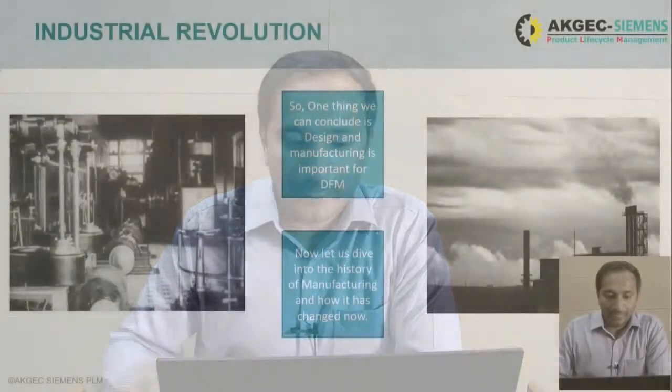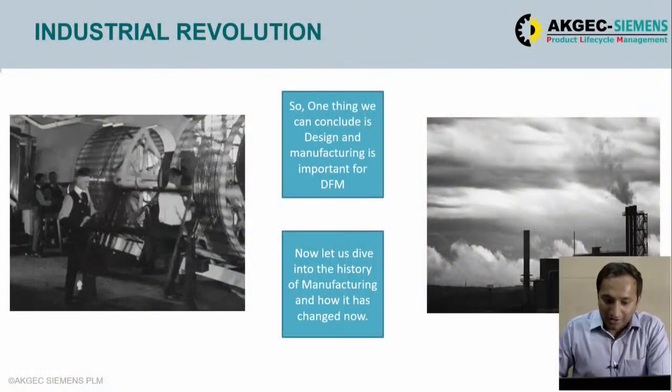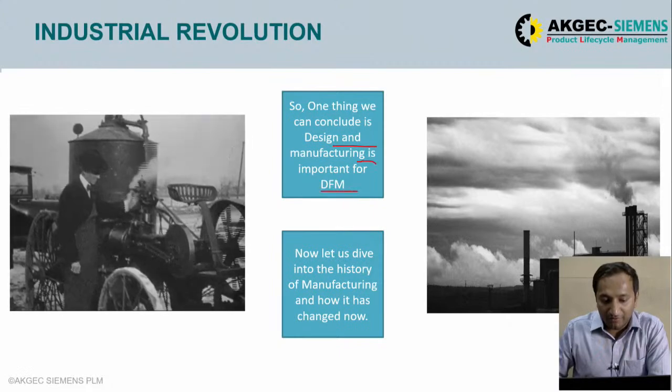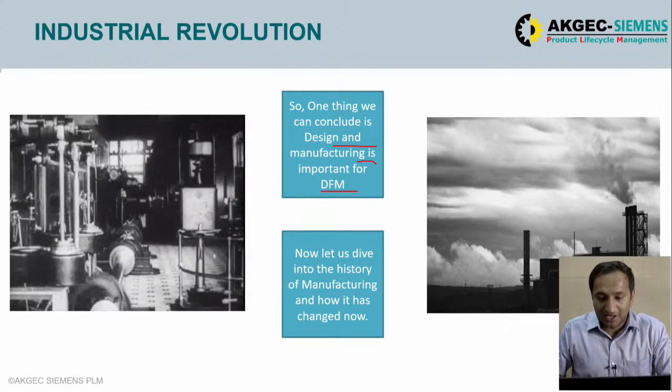So design and manufacturing. Let us now go down in history and start with how it is connected with the industrial revolution, and how it has changed with time, how the industrial revolution impacted it. It is written here that design and manufacturing is important for DFM. Now let us see how this has changed with time.